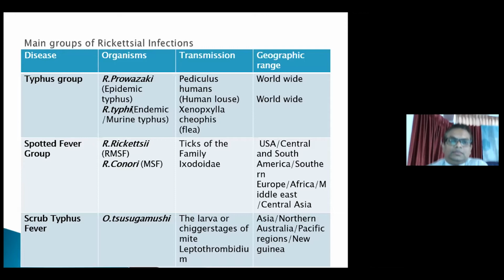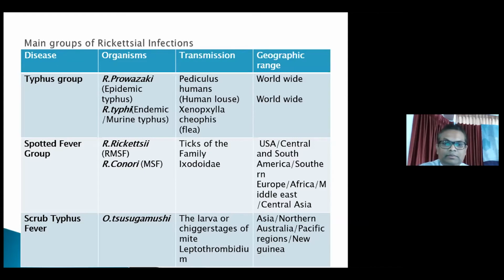and then of course spotted fever group. There are two important organisms: Rickettsia rickettsii and Rickettsia conorii. Rickettsia rickettsii causes Rocky Mountain spotted fever, and Rickettsia conorii causes Mediterranean spotted fever, and they are transmitted by a tick of the family Ixodidae. And actually, for the global distribution, the typhus group is found globally. When it comes to spotted fever group, mainly they are found in the US, especially Central and South American regions, and Southern Europe, Africa, and some Middle East countries, as well as Central Asia.